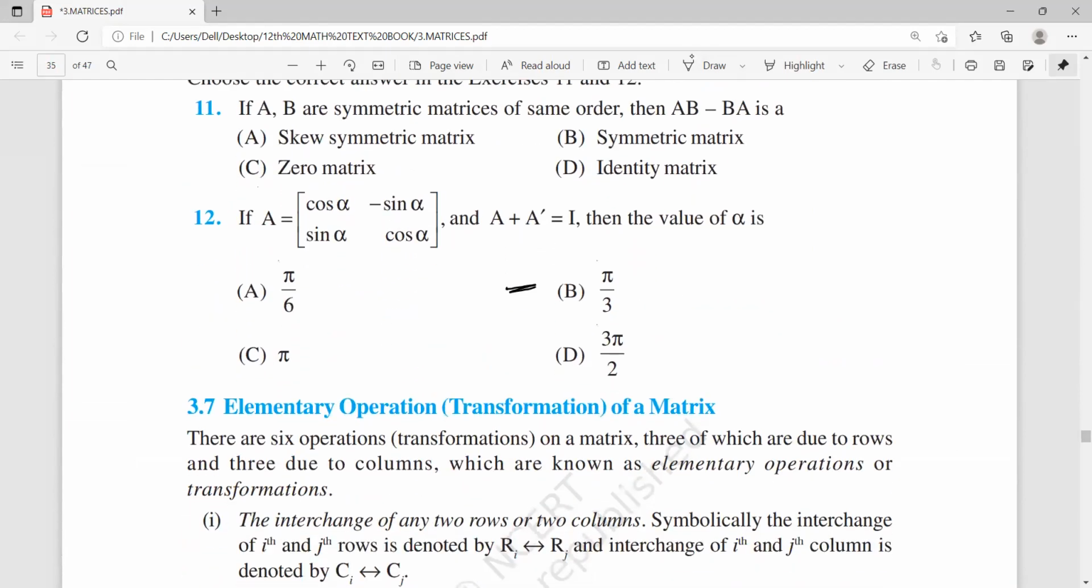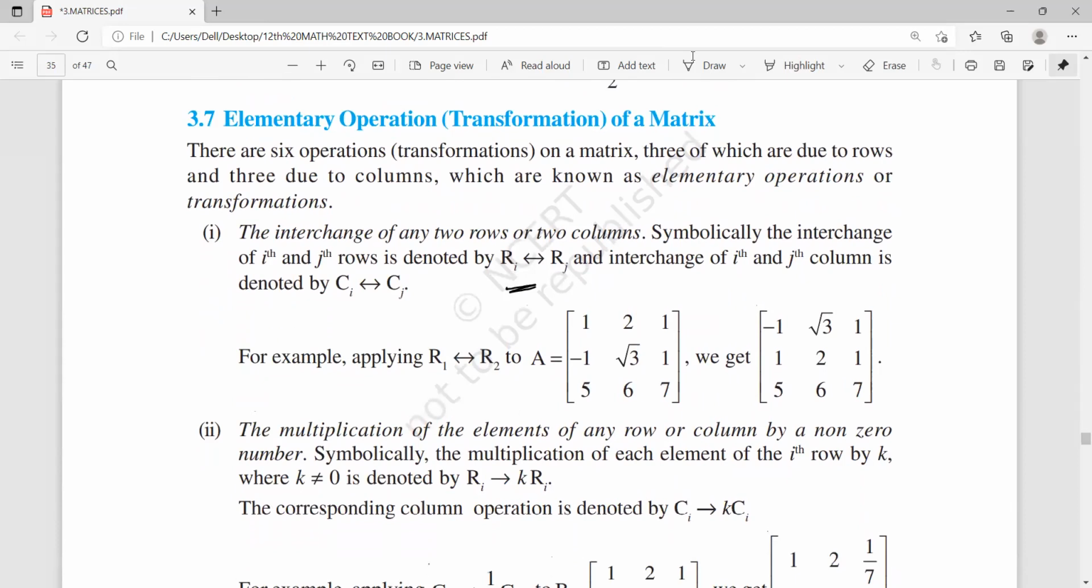Okay. Then the next topic is elementary operation, transformation of matrix.